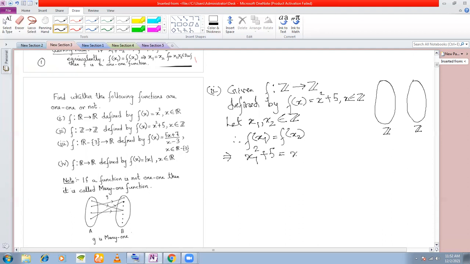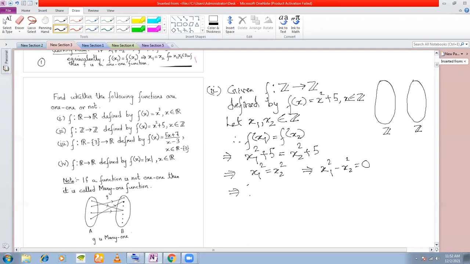And what is the value of f(x2)? It is x2 square plus 5. So now you get x1 square must be equal to x2 square. So does this mean x1 is equal to x2? May not be, because x1 square minus x2 square is equal to 0.